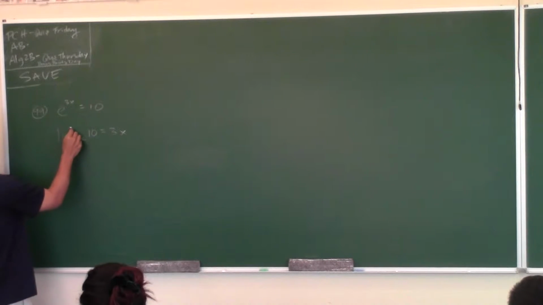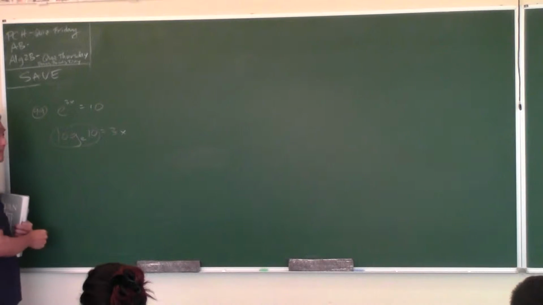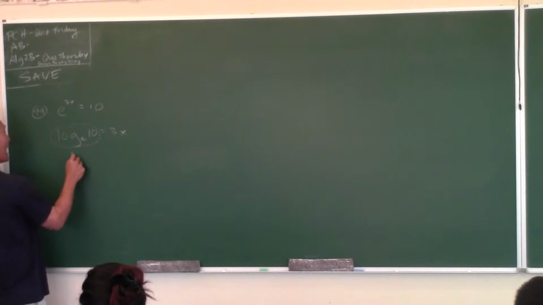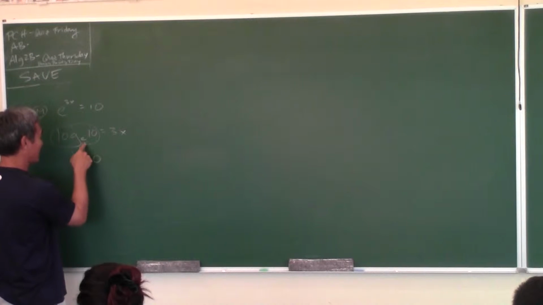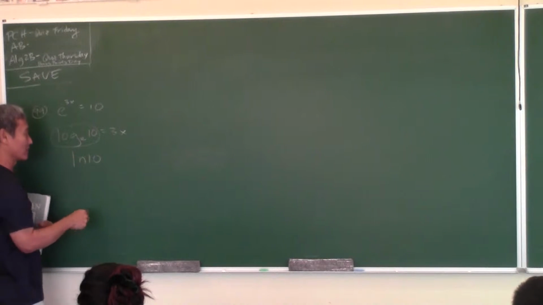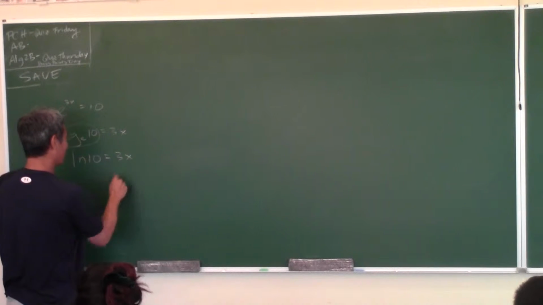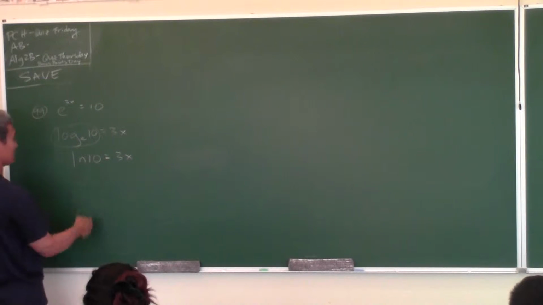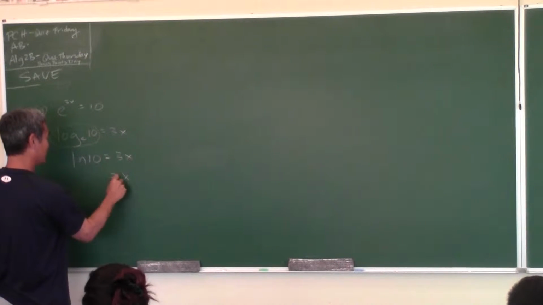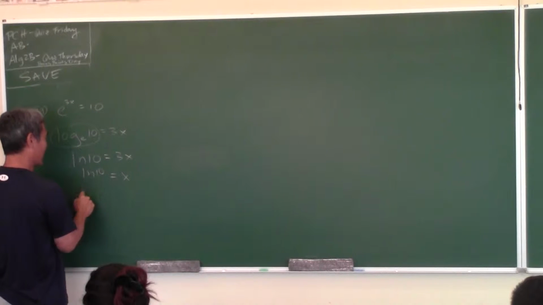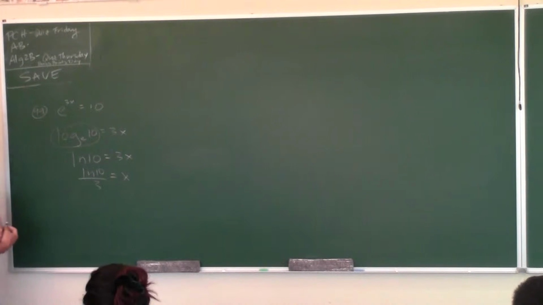But we don't write log base e of 10, right? What do we write? Natural log 10. Anytime the base is e, we call that natural log. And that's equal to 3x. And then how do you solve for x? Just divide both sides by 3. So you get natural log 10 divided by 3. That's all you gotta do.